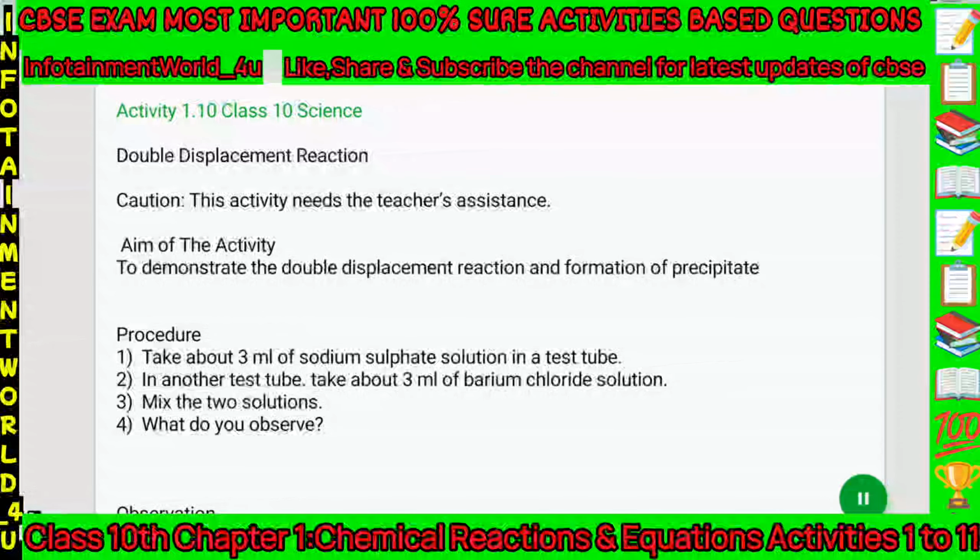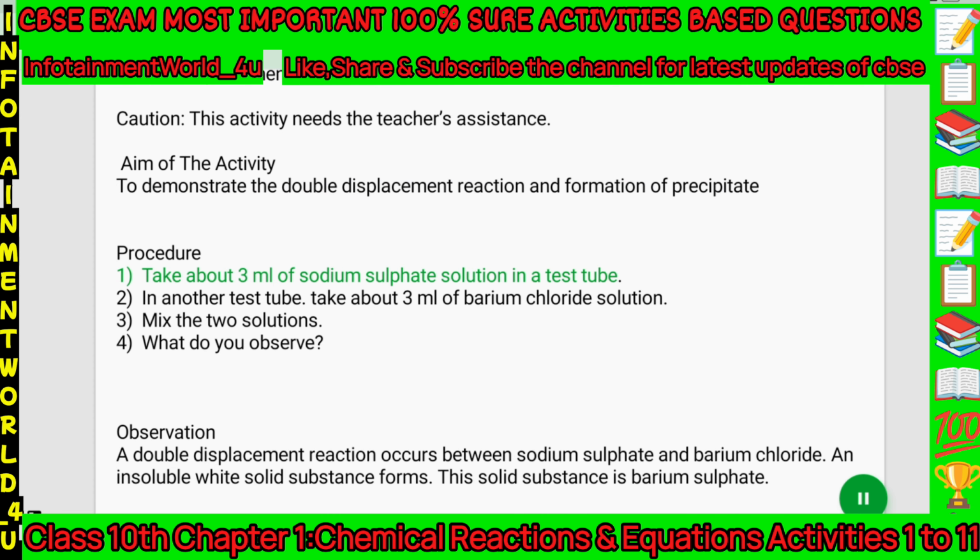Activity 1.10 Class 10 Science. Double displacement reaction. Caution: this activity needs the teacher's assistance. Aim of the activity: to demonstrate the double displacement reaction and formation of precipitate. Procedure: 1. Take about 3 ml of sodium sulfate solution in a test tube.